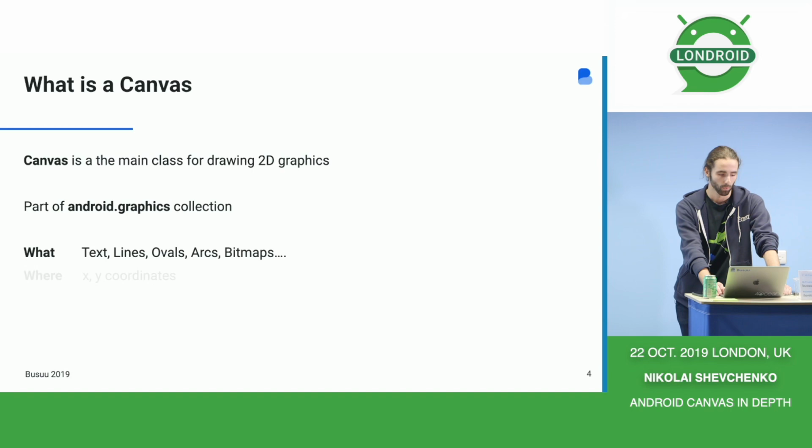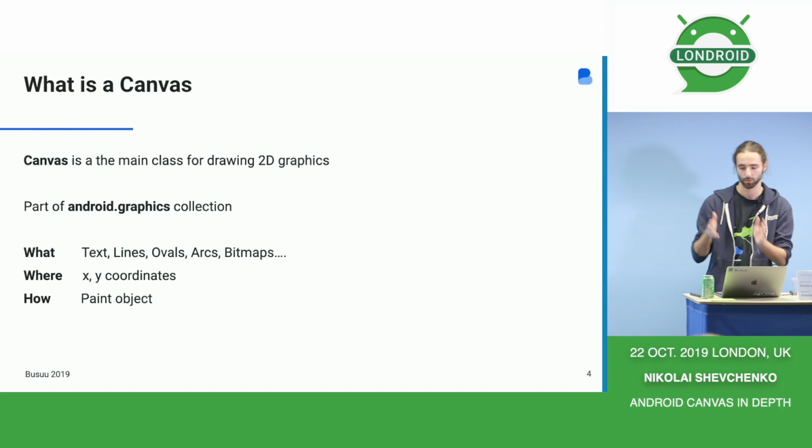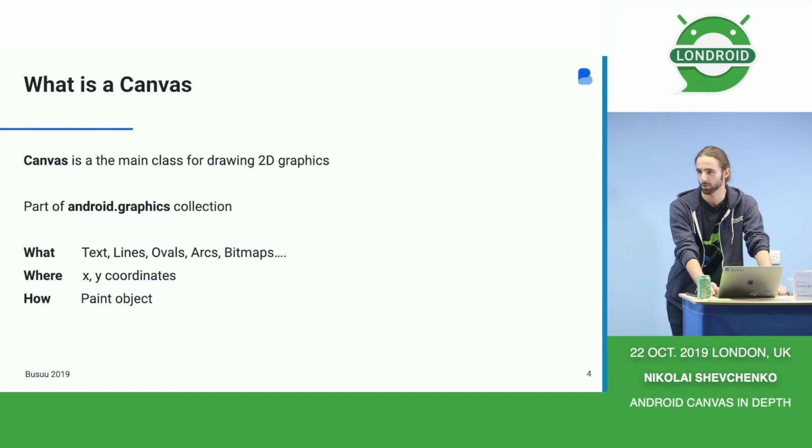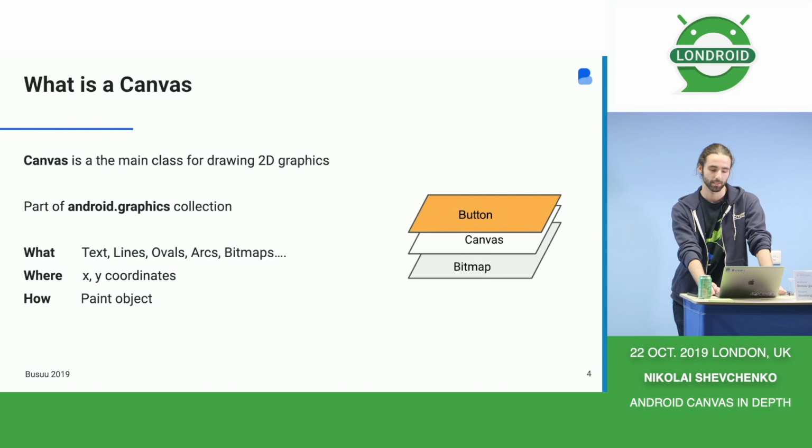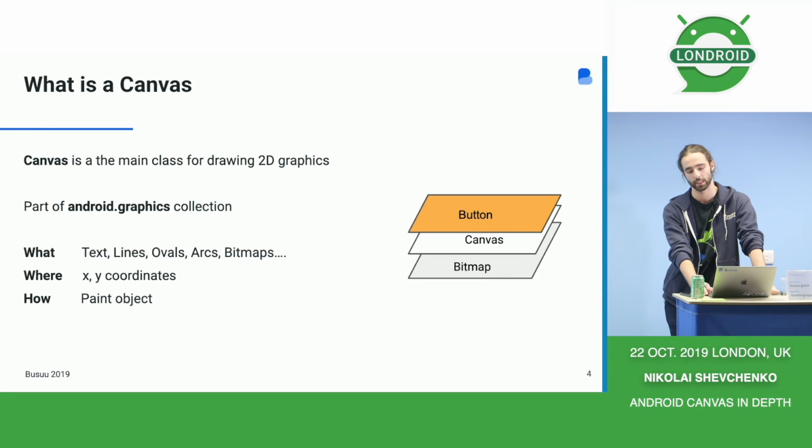Where and how we do it, we have to provide some XY coordinates, sometimes also width and height. And how we do it, we use something called a paint class, and you can create this paint object, you pass it to the canvas whenever you have to draw something, and with this paint object you can specify how you want to draw it, what background color, what stroke, etc. So if you have any button or any other view, it's going to look pretty much similar. That's my beautiful representation of a canvas. You're going to have the view of a button, and you're going to have the canvas which the button is going to be drawn on, and then the canvas itself is going to be drawn on a bitmap.